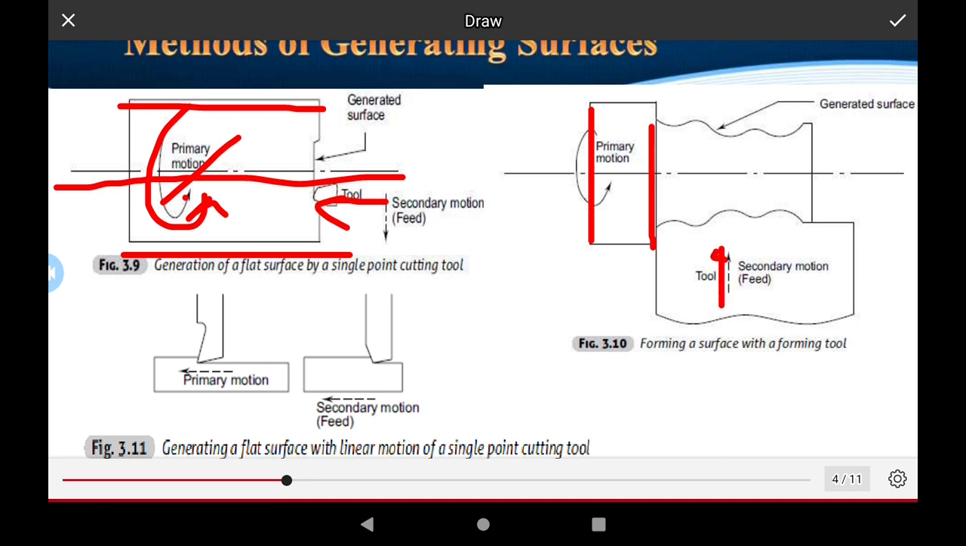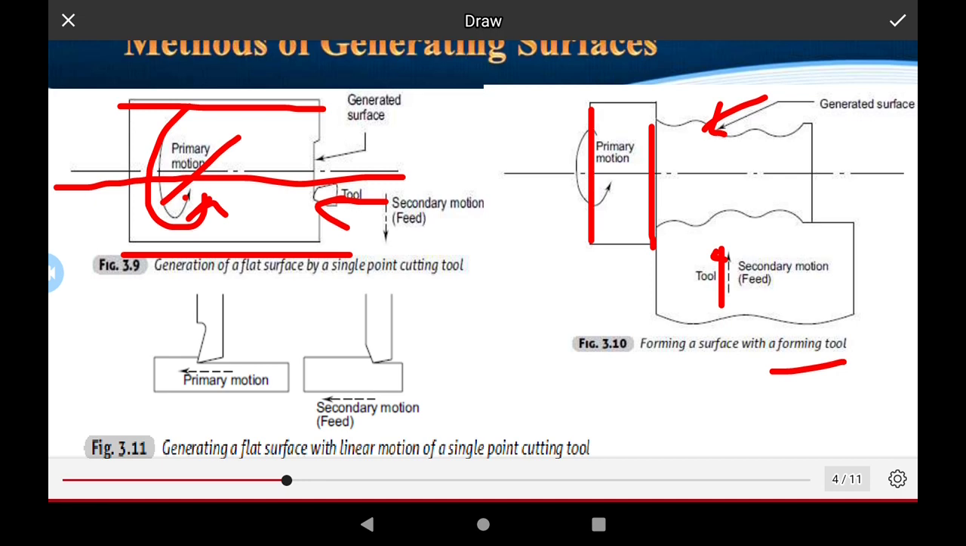The tools are required for the shape and design of the workpiece. The tool is also moved for the secondary motion. This is achieved for the design of the surface on the workpiece, okay, and this is the forming of the surface with the forming of the tools, okay. The tool design also depends on the design of the surface on the job.